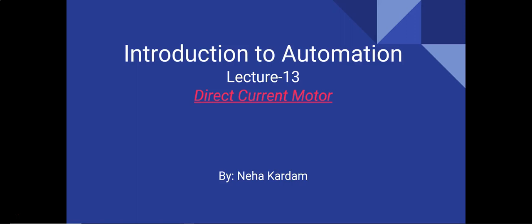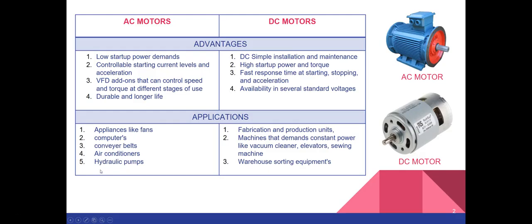In this lecture, we are going to learn about direct current motors. Motors are the actuators which convert electrical energy into mechanical energy, and they are classified into two types. First is the AC motors, also called alternating current motors, and the second one is DC motors. DC stands for direct current.